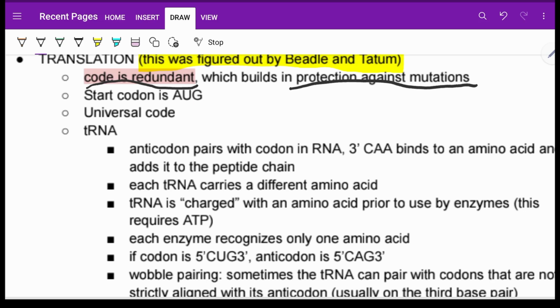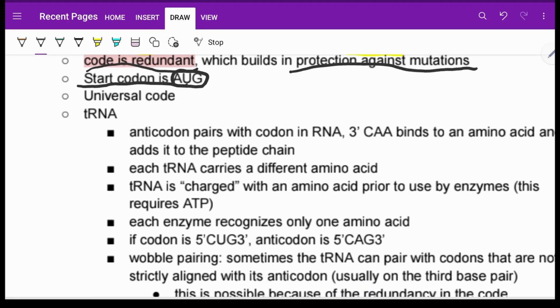The start codon is AUG, and that's really important because that signals, okay, let's go, let's create a polypeptide chain and string a bunch of amino acids on. You should always know that AUG is the start of your codon sequence.